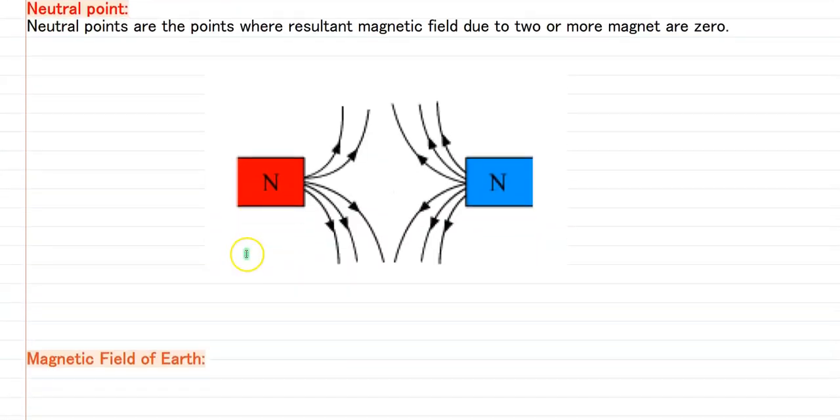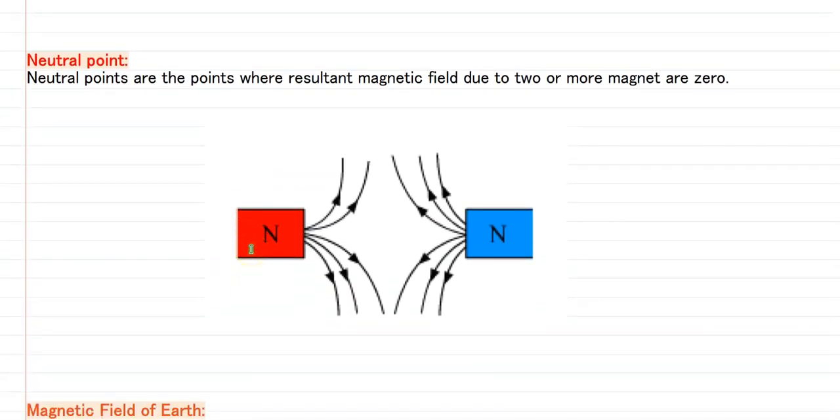Another term is neutral point. A neutral point is a point where the net magnetic field is zero. If I place two same poles side by side, consider the motion of an isolated north pole. If I put a north pole here, it is repelled by the left north pole and also repelled by the right north pole, so this north pole will go along this path maybe.